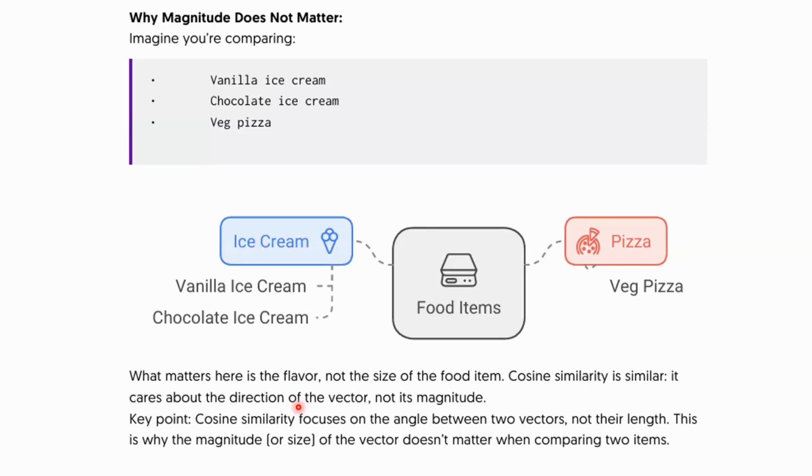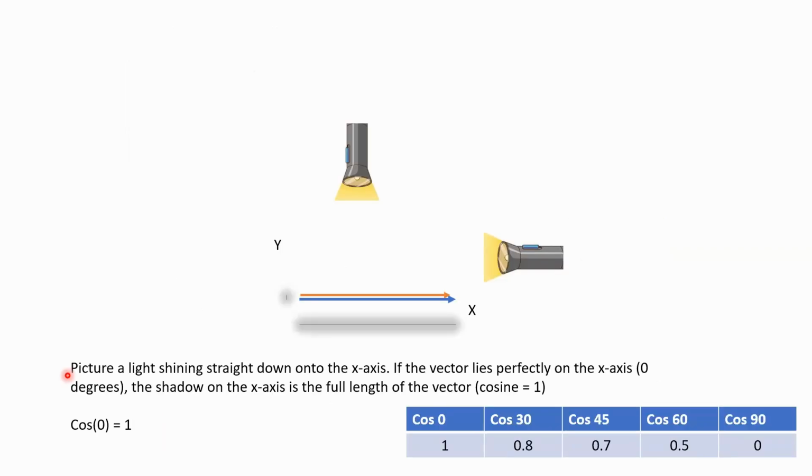Now let's understand further. Imagine two vectors of the same length, since magnitude does not matter, and if I keep a torchlight over one vector, the shadow of the first vector falls fully on the second vector. That means both are travelling parallel and the angle difference is 0. In that case, the cosine value will be 1. Even mathematically, if you go to the table, cos 0 is 1.